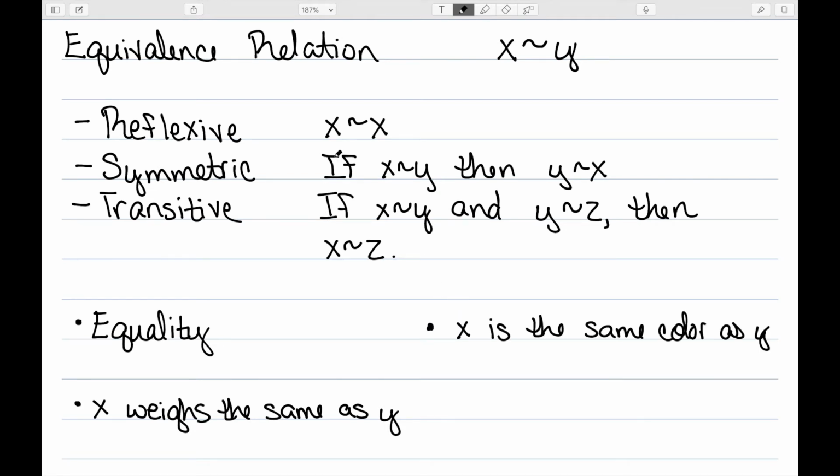We could do x is the same color as y. Every object is the same color as itself. If x is the same color as y, then y is the same color as x. And if we know x and y are the same color and y and z are the same color, we can conclude that x and z are the same color. If we want to talk about words, we can say x is synonymous with y. So every word is definitely synonymous with itself. If x is synonymous with y, then y is synonymous with x. And if we know x and y are synonyms and y and z are synonyms, then we can conclude x and z are synonyms.